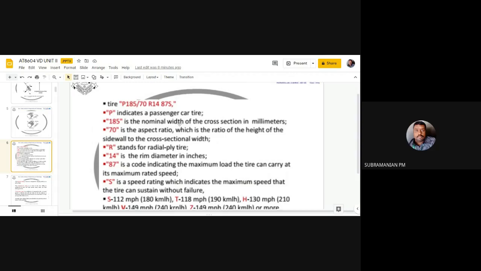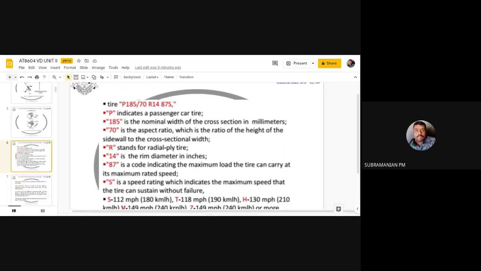And the last one, you can see an alphabet. That is the speed rating, which is the maximum speed. Instead of a number, we denote it with an alphabet. That is the maximum speed the tire can move.